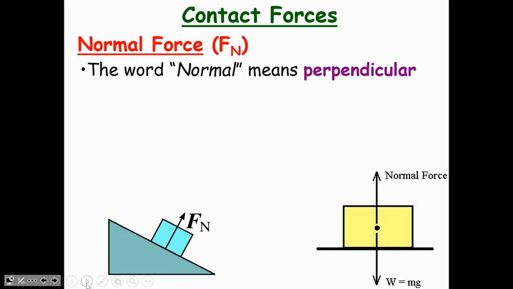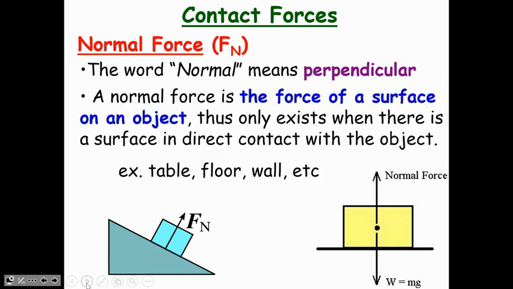In math class, and now in physics class, normal means perpendicular. So the normal force must be perpendicular to something. Well, it's actually perpendicular to the surface an object is touching. So anytime an object is making contact with a surface, the force of that surface on the object we call a normal force. It only exists when there is a surface in direct contact with the object.